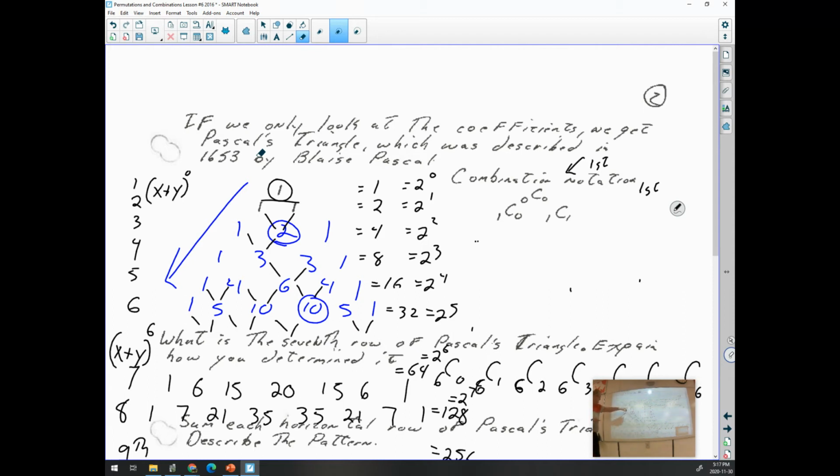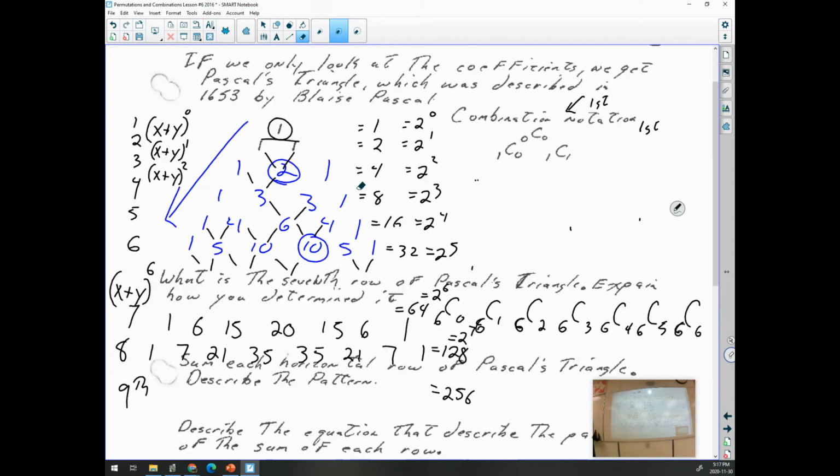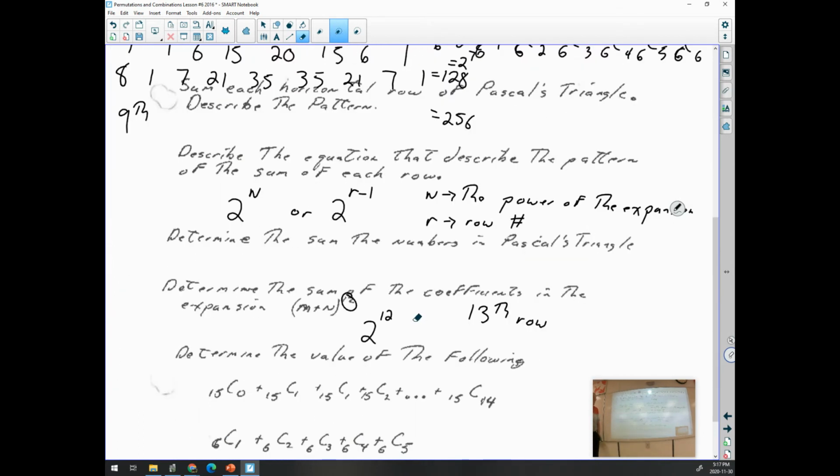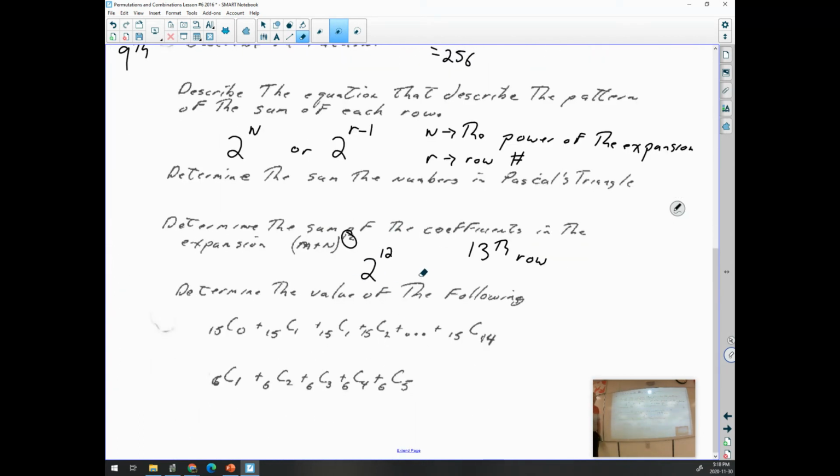So (x + y) to the 0 is the first row, (x + y) to the 1 is the second row, (x + y) to the 2 is the third row, and so forth. So here, 2 to the 12th, I don't really care what that number is. I'm sure we can all do it.